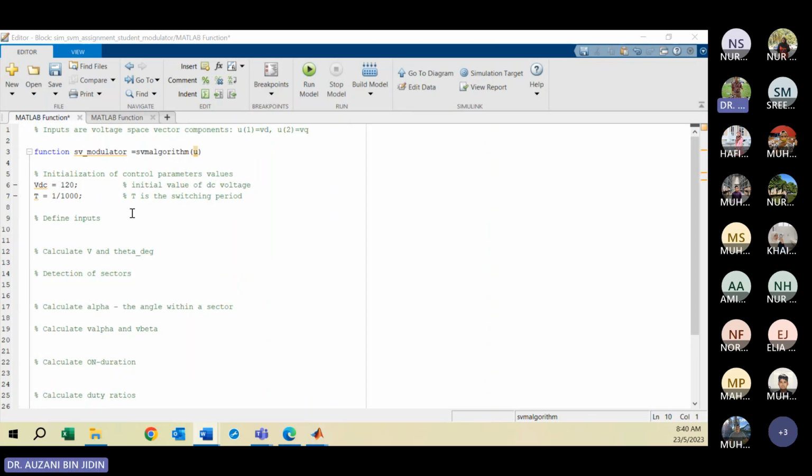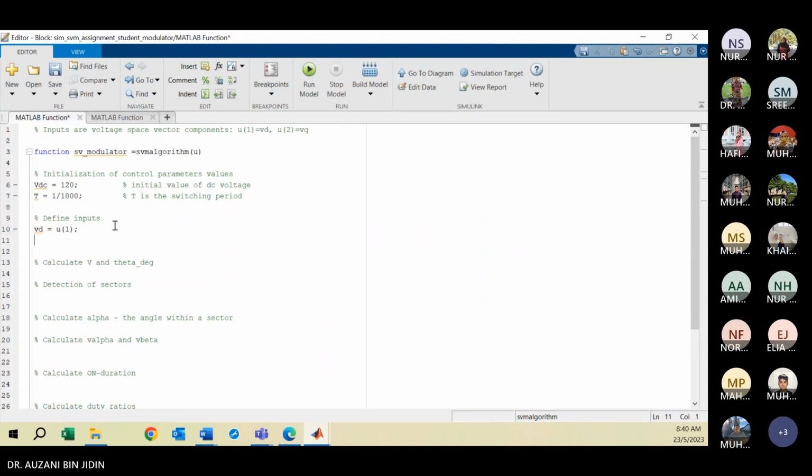Okay, you set your VD here. The D component of voltage is U1. So don't forget to type semicolon. And VQ is U2, semicolon. It depends, it's okay. You can put small letter or capital letter.